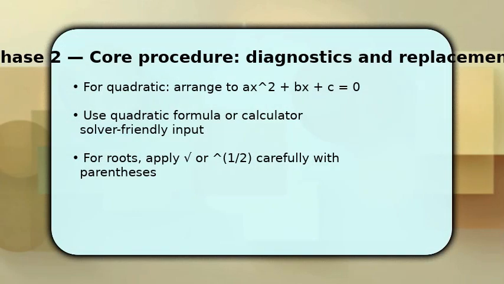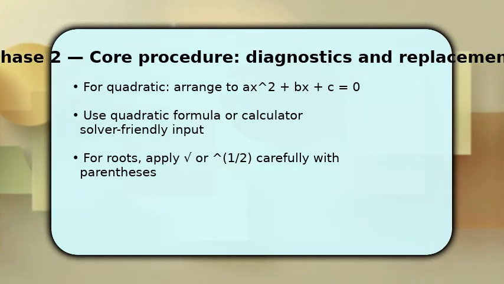You now handle equations where J is squared or under a root. Rearrange to standard form, x² plus bx plus c equals 0, and then apply the quadratic formula. Enter b² minus 4ac exactly, then sqrt, and divide by 2a.